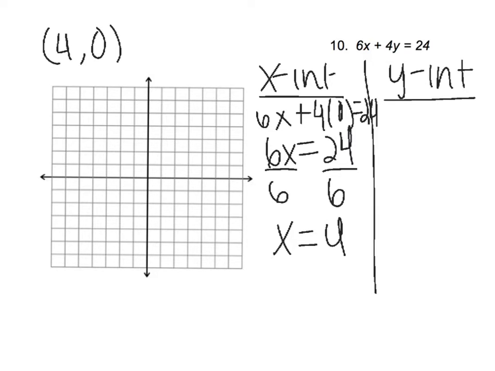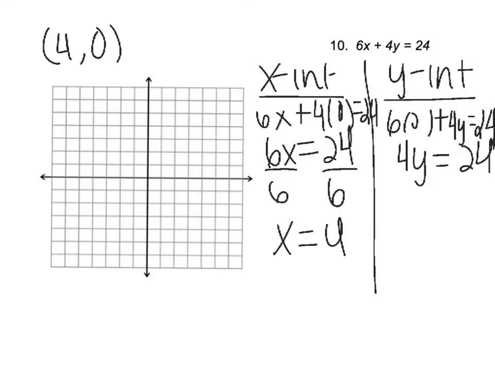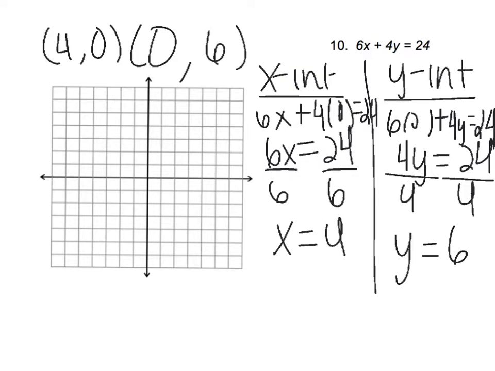And then to find my y-intercept, I replace x with 0. So I've got 6 times 0 plus 4y equals 24. I'm going to rewrite that for you. So then that comes down to 4y equals 24. Divide by 4. And I get y is equal to 6. So that point I can graph as 0, 6.